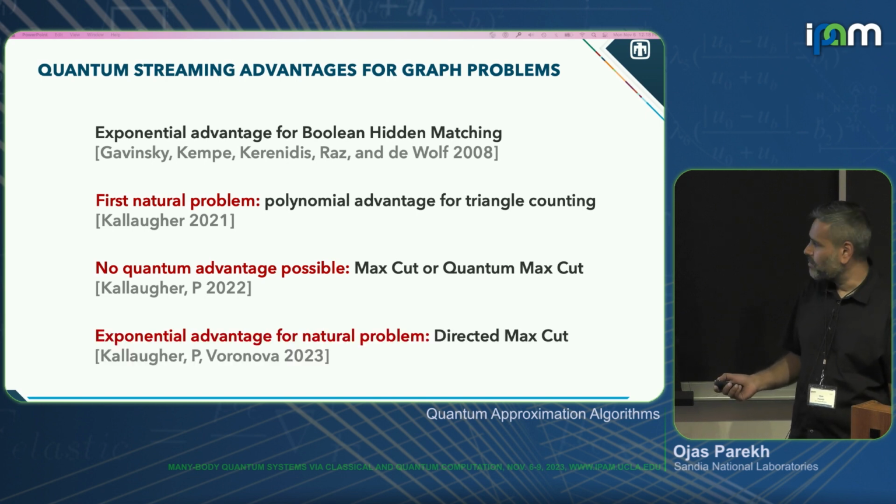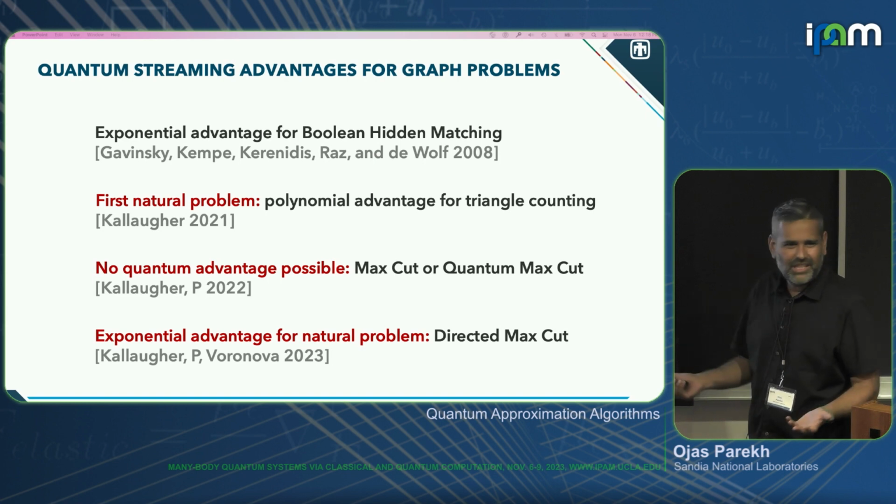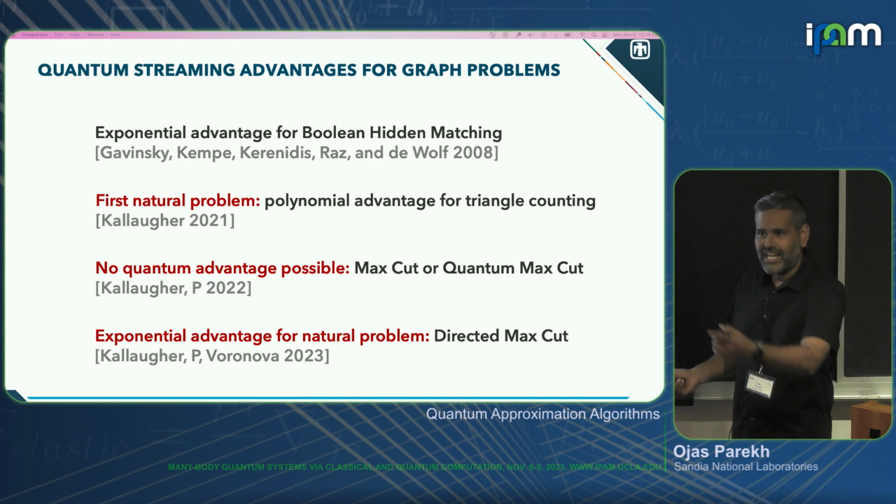But kind of surprisingly, if you just look at classical directed max cut, so this is max cut on directed graphs, you can actually get an exponential streaming advantage. So this is something that, like everyone says, it'll be on the archive soon, but yeah, it actually works, and this is based on a lot of recent work on streaming algorithms for classical constraint satisfaction problems.